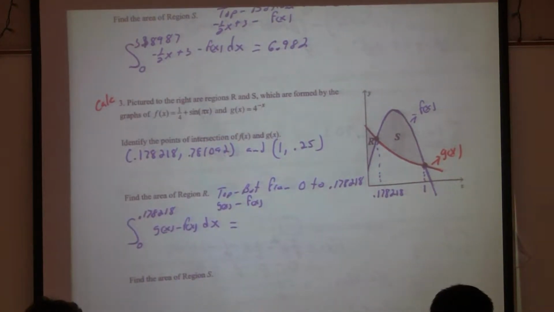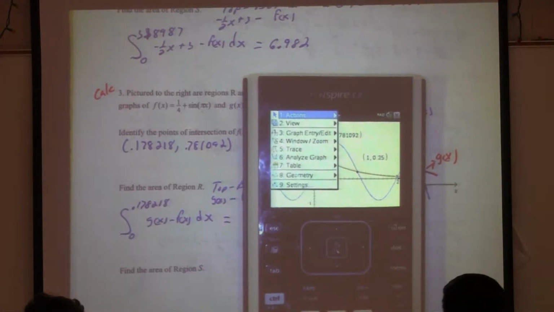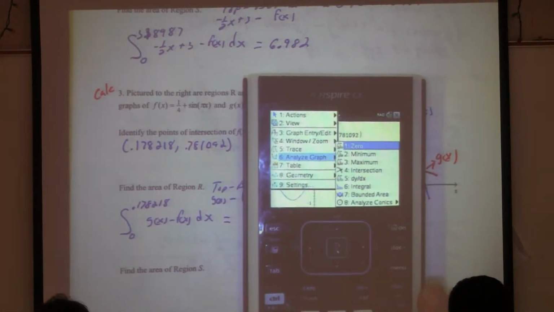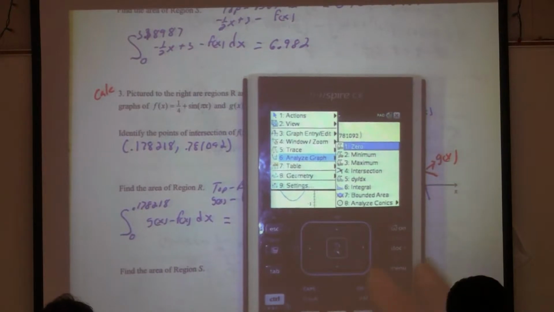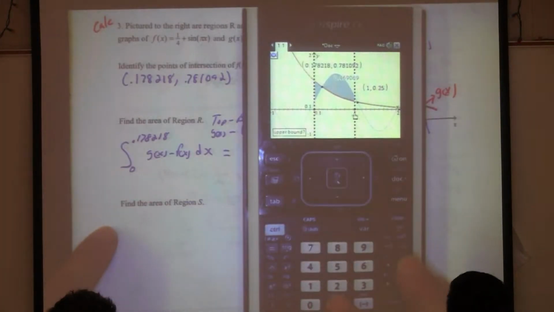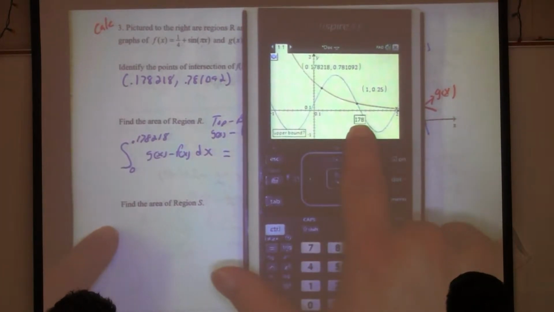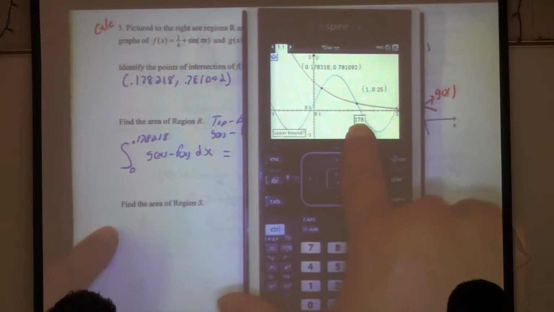I think we already have those functions typed in there, right? So let's do it. Menu, 6, 7, bounded area. I'm going to type in 0, because that one's easy. And then you have to be careful, because check this out. If I decide to type it in, look what happens. I'm pressing the point, okay? Everybody believe me? Point, 178. What happened? There's no point.